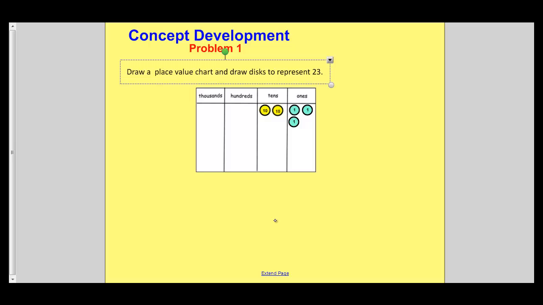All right, once you get your journal labeled, I want you to go ahead and draw a place value chart, and I want you to represent the number 23 inside your place value chart using number disks just like I did. You do not have to put 1 and 10 inside these place value disks like I did. You can just do dots like this.